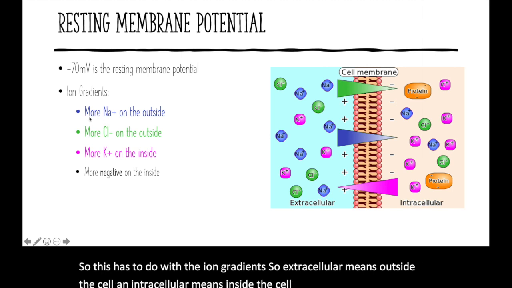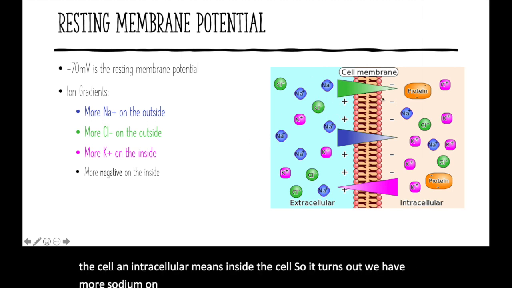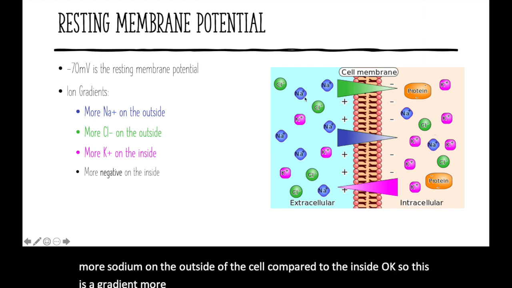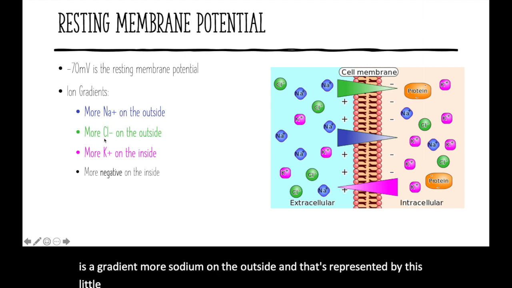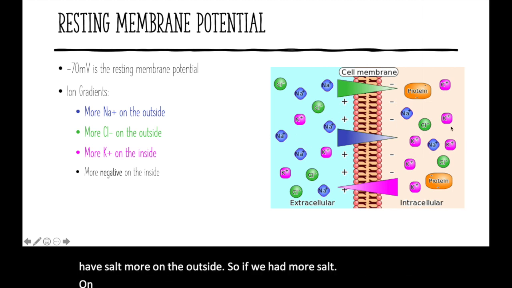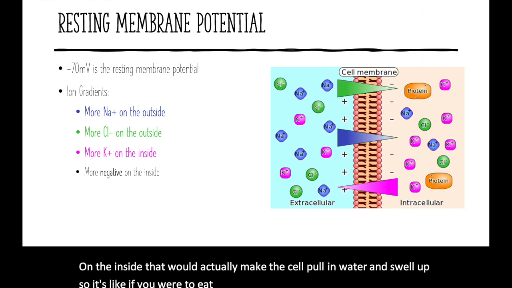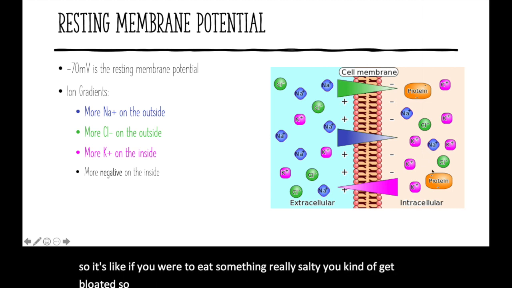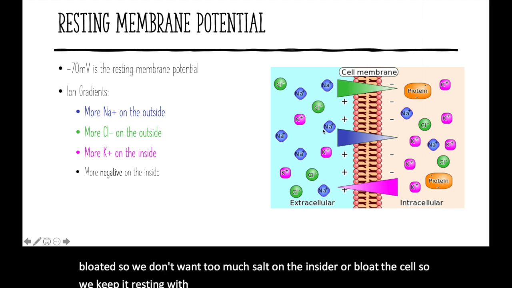So it turns out we have more sodium on the outside of the cell compared to the inside. Okay, so this is a gradient. More sodium on the outside, represented by this little Na+. There's also more chloride on the outside, Cl. So sodium chloride forms together to make salt. We want salt more on the outside, because if we had more salt on the inside, that would make the cell pull in water and swell up. It's like if you were to eat something really salty, you get bloated. So we don't want too much salt on the inside or it will bloat the cell. So we keep the sodium chloride on the outside.